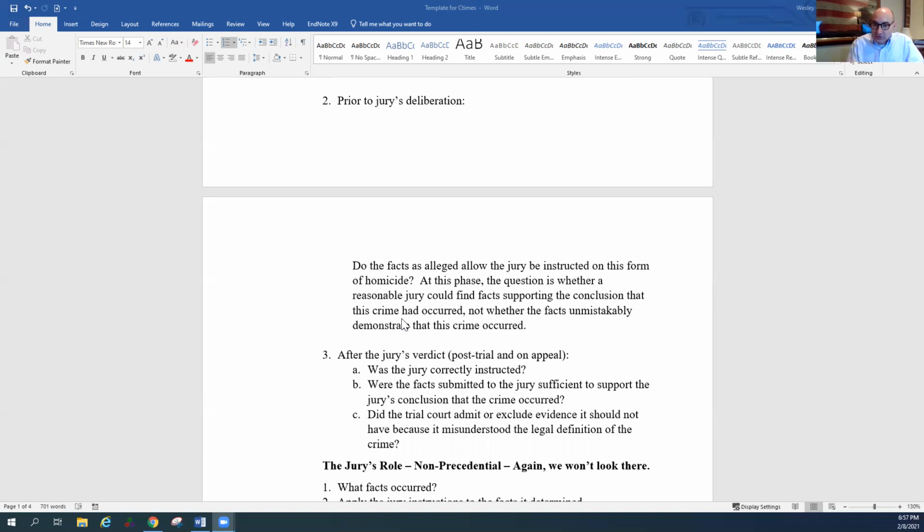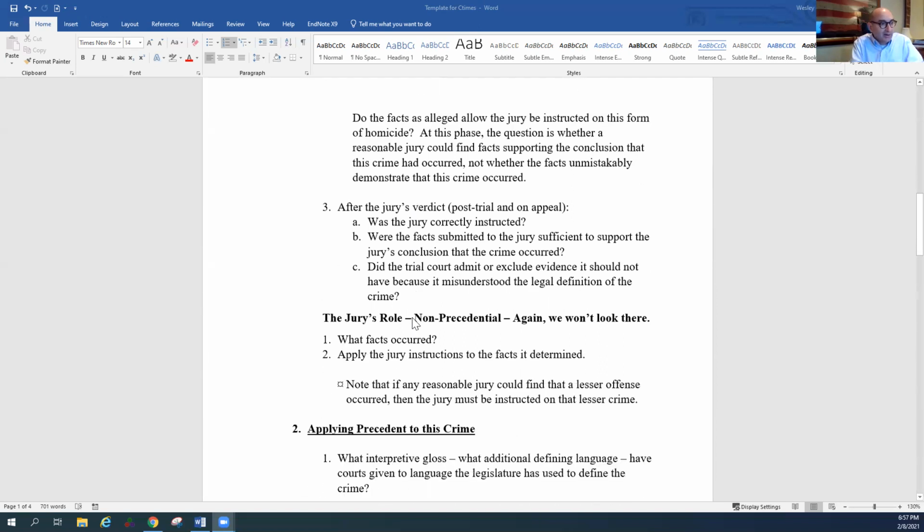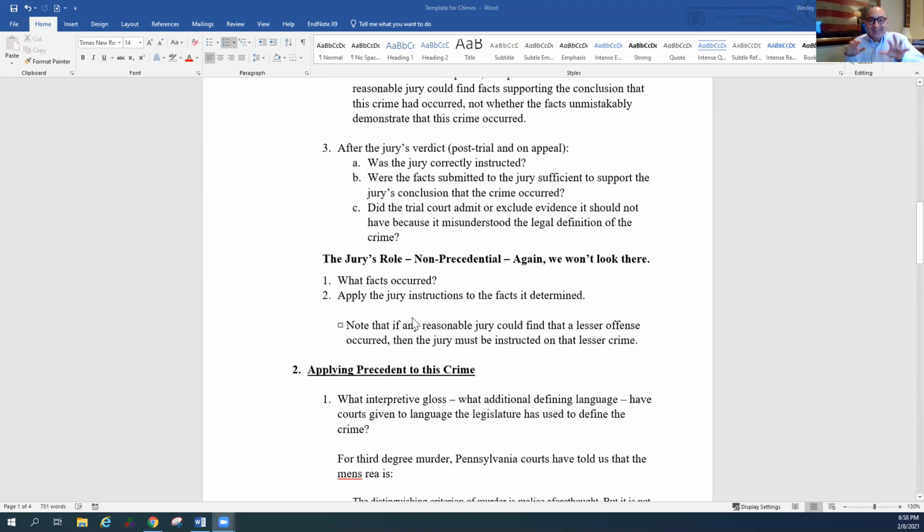And if there is a conviction, the appellate court will then review the determination by the trial judge in instructing the jury and in determining that there was in fact sufficient evidence for the conviction. So now you have basically three different ways that judicial precedent can inform our understanding of the definition of a crime.